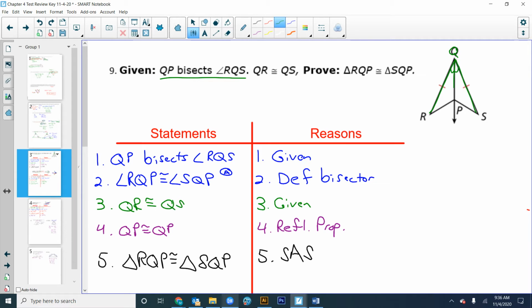When you name them, they have to have a center letter of Q. So in step 2, I said RQP congruent to SQP. Definition of a bisector. So the pair of angles congruent. Next given, we're told QR is congruent to QS. There's a pair of sides congruent. Then QP, reflexive property, since they're sharing a side.